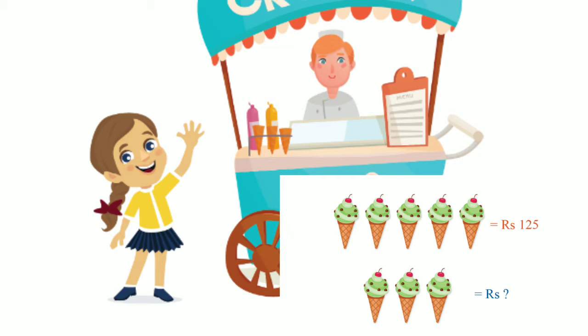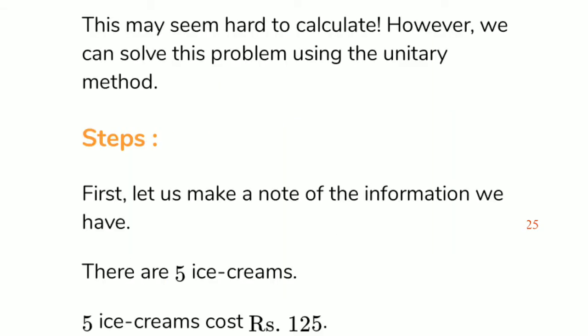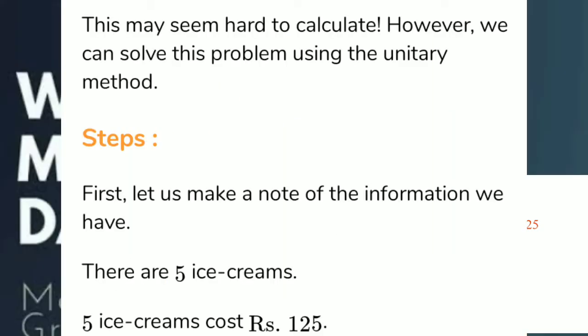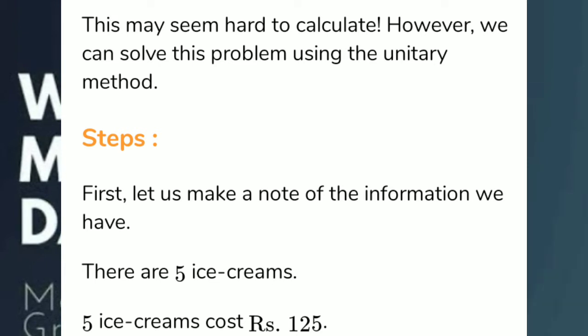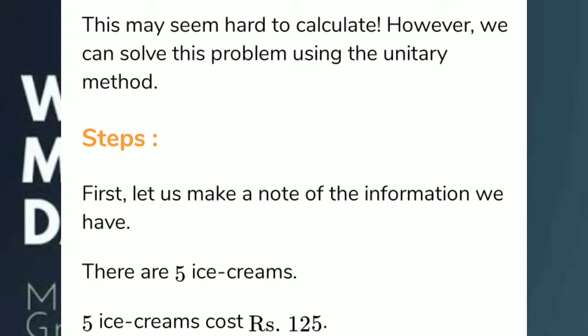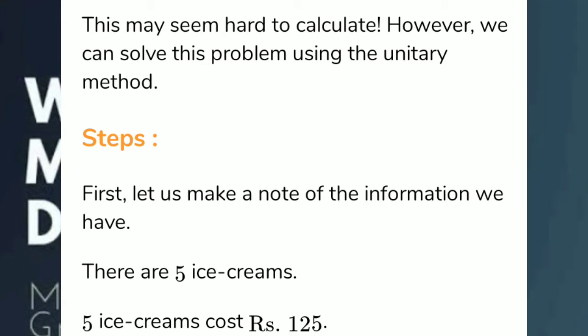Let's see the solution of that example. We will use steps for solving this example. Sometimes this may seem hard to calculate. However, we can solve this problem using the unitary method. Steps. First, let us make a note of the information we have. So, what information do we have? There are 5 ice creams and the cost of 5 ice creams is rupees 125.